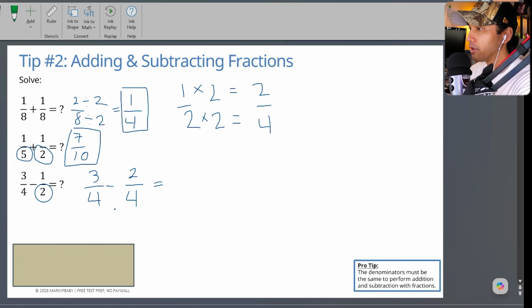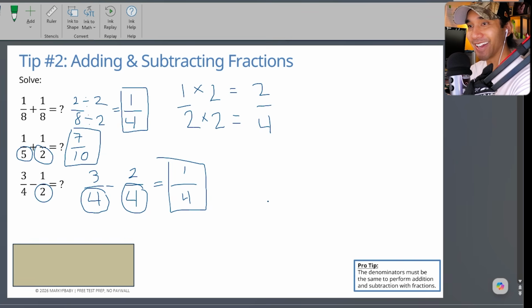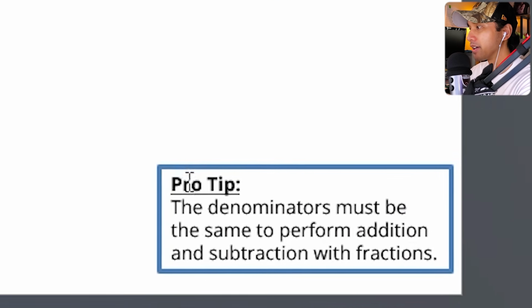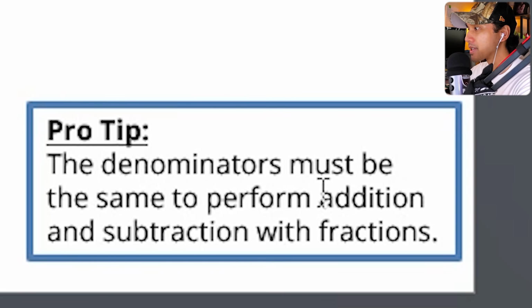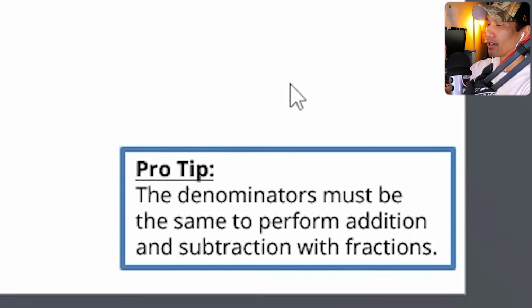Then I could write this all out, 3/4 minus 2/4. What does that equal? And are our caveats met, which are the denominators being the same? Yes. So we're good to go. 3 minus 2 is 1. And the answer is 1/4. Okay, perfect. Our pro tip here is the denominators must be the same to perform addition and subtraction with fractions. And that was the key.